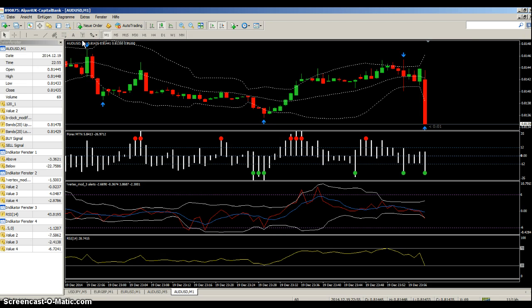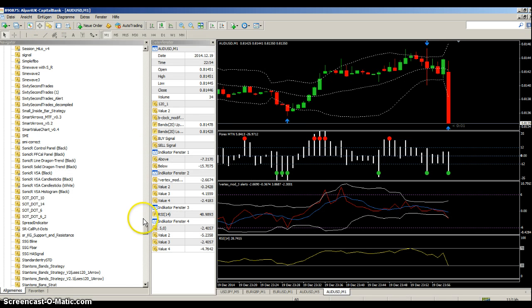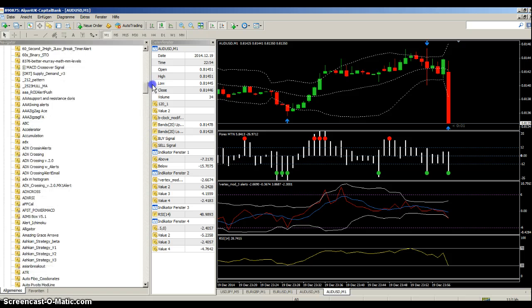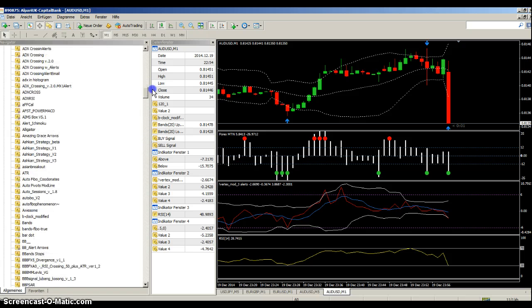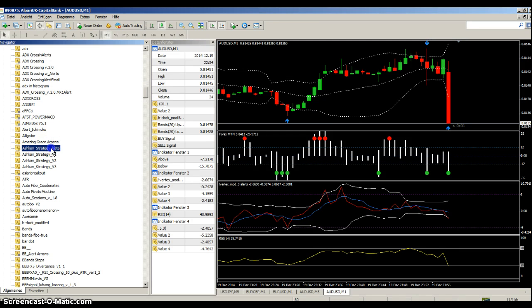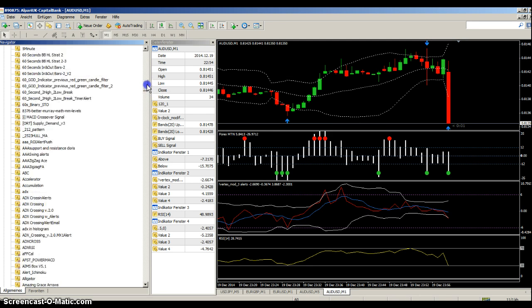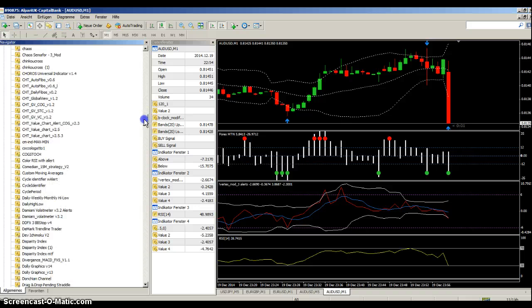When you download the indicators from Google Drive, you get two indicators. The first one is the ashkan beta indicator, it's this one. The other one is the CHT value chart 2.5.3, I believe. And why I added the value chart I will show you in a second.